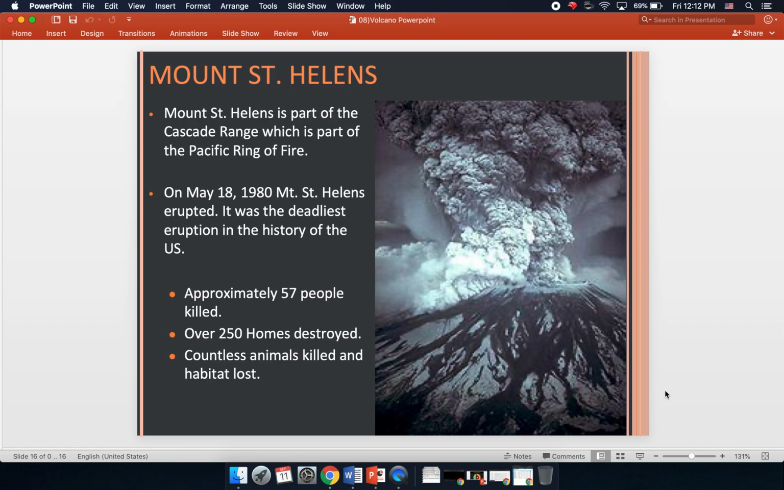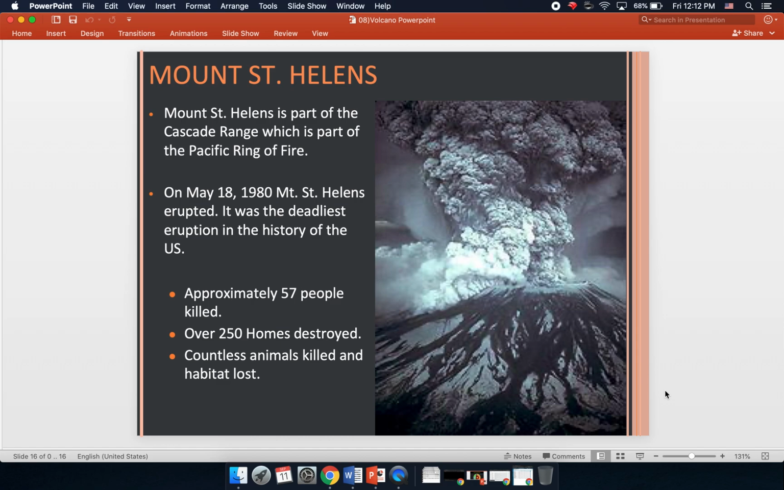Mount St. Helens, like I said, is one of the most famous examples of a very destructive volcanic eruption here in North America. Right, Mount St. Helens is part of the Cascade Range of mountains, which is part of that Pacific Ring of Fire. On May 18, 1980, Mount St. Helens erupted. It's considered to be the deadliest volcanic eruption in the history of the United States. It killed approximately 57 people, destroyed over 250 homes, and countless animals and habitat were lost due to this eruption.